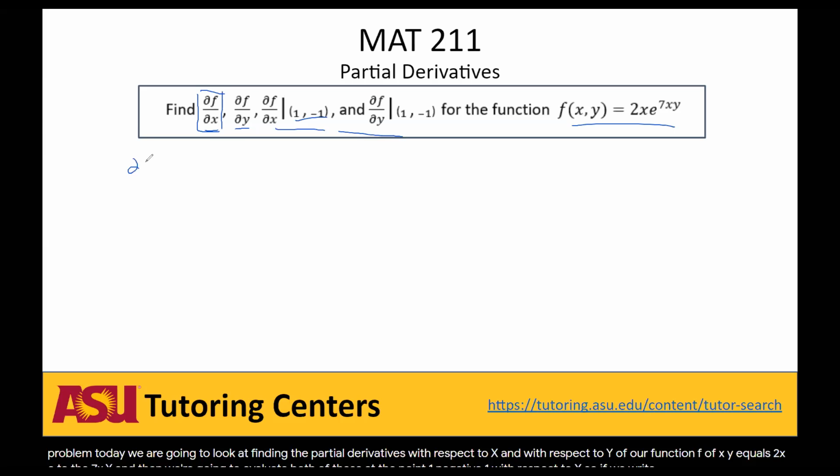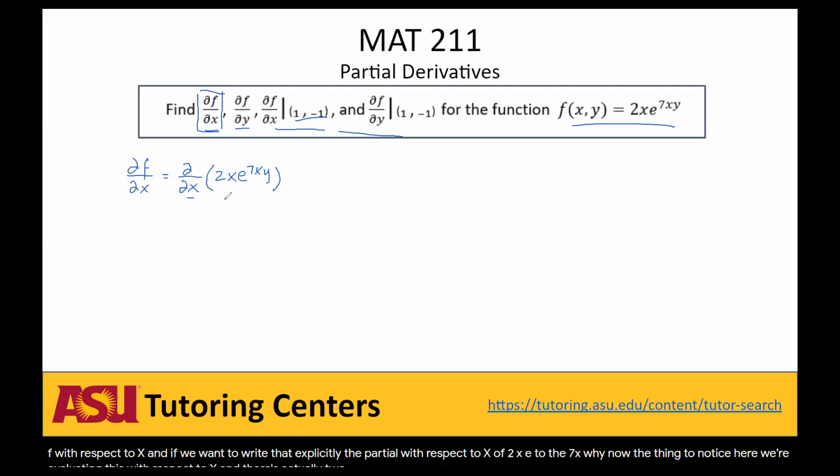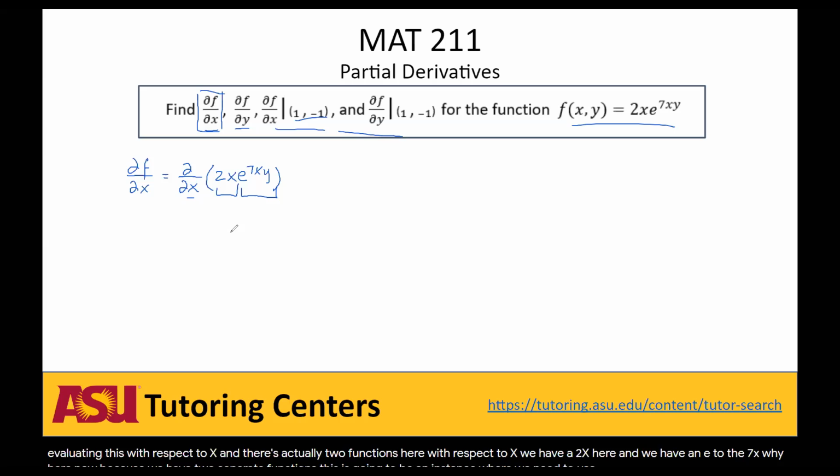So if we write that down here, partial of f with respect to x, and if we want to write that explicitly, the partial with respect to x of 2x e to the 7xy. Now, the thing to notice here, we're evaluating this with respect to x, and there's actually two functions here with respect to x. We have a 2x here, and we have an e to the 7xy here. Because we have two separate functions, this is going to be an instance where we need to use the product rule in order to take our derivative.